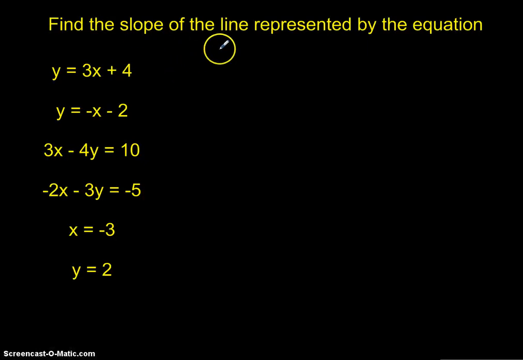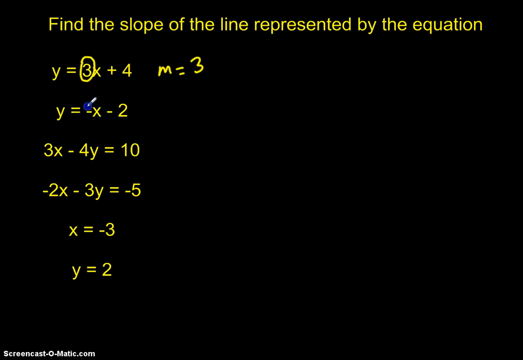Okay, now let's look at finding slope using an equation. And it's very easy. The slope is always located in front of the x. The slope is not the x. The slope is the number in front of x. It's the coefficient of x. Okay, so in this case, the slope, which is represented by m, would be 3. Pretty easy. Let's look at the next one.